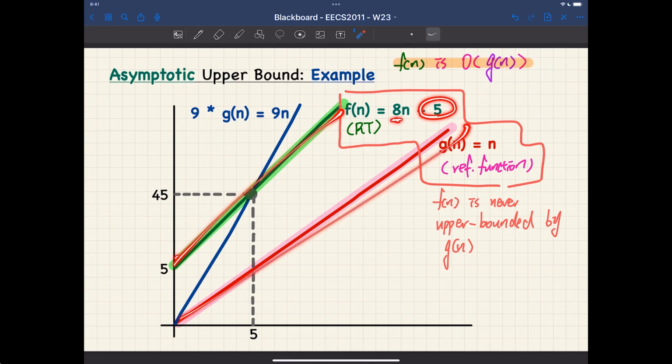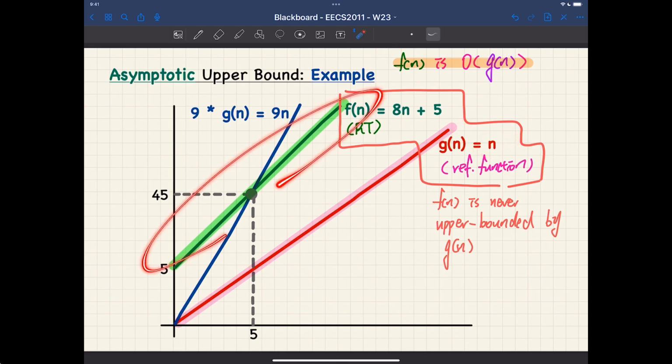Also has some constant over here. That means it's also higher. Without modifying g of n, just by itself over here, it's never going to upper bound this function here. I hope that's clear, right? Important to see that.